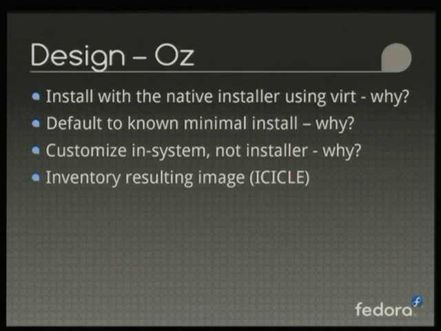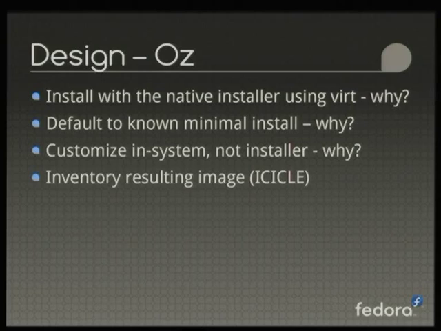So Oz creates an image by installing the image using the native installer, using virtualization. Now, if anyone's familiar with the way that we originally approached cloud images in Fedora, it was not always this way. Who's heard of Appliance Creator or Pete's Cutter? Cool. So back in the day, before virtualization was really ubiquitous, we would do essentially a yum transaction targeted at a subdirectory, which was probably a loopback-mounted file system on a disk image somewhere, right?